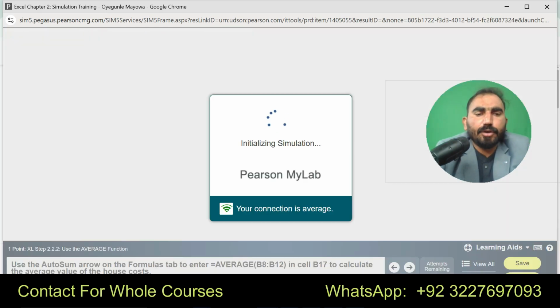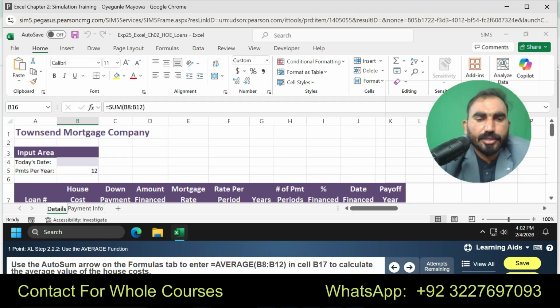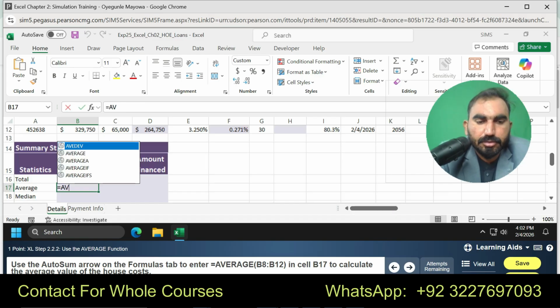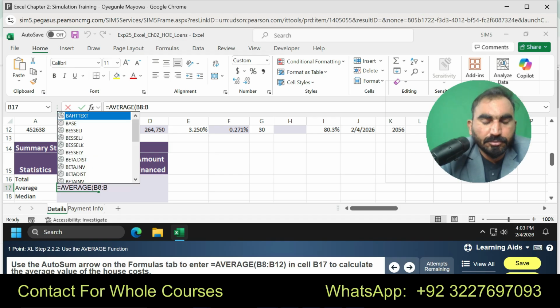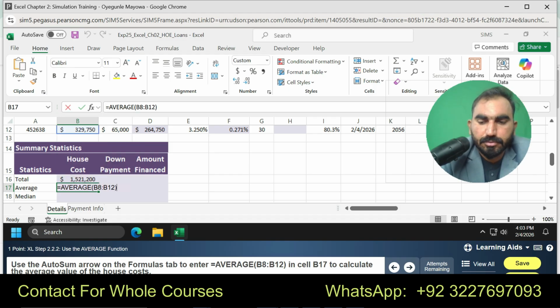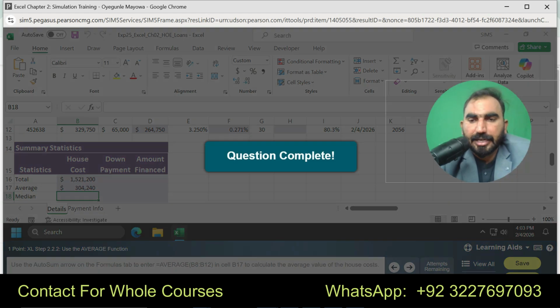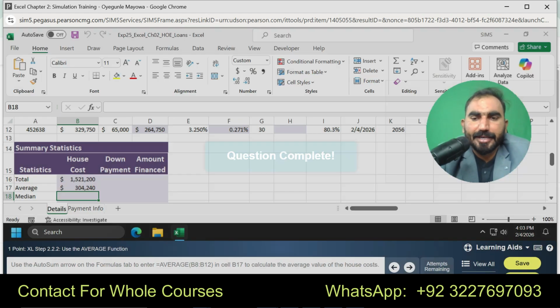Use the AutoSum arrow to enter averages in cell B17. Averages B8 to B12. I have completed this one. Now I am going to move to my next question.